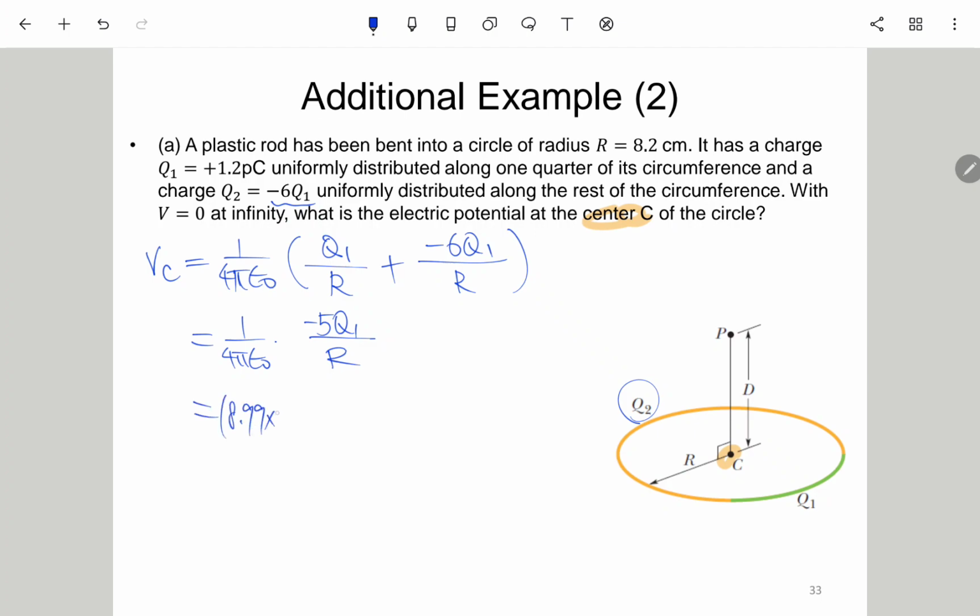So this is 8.99 times 10 to the 9th power, and then times -5 times Q1. Q1 is this one, 1.2 times 10 to what? Pico is 10 to -12. And then over capital R, 8.2 centimeter, which is 0.082 meter. So this number is nothing but -2.3 volt.